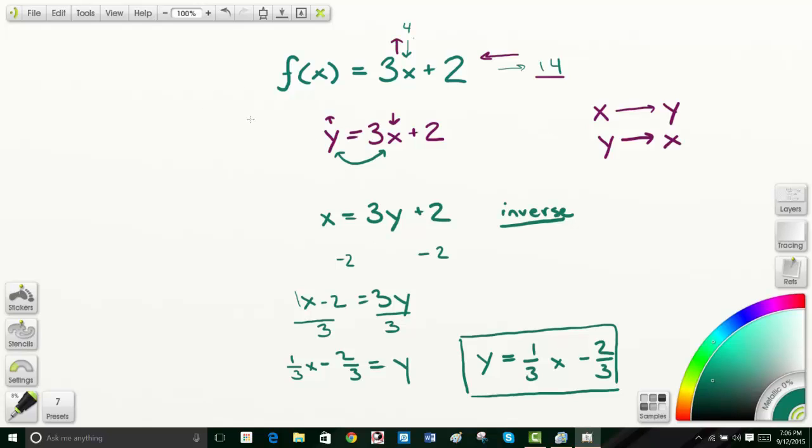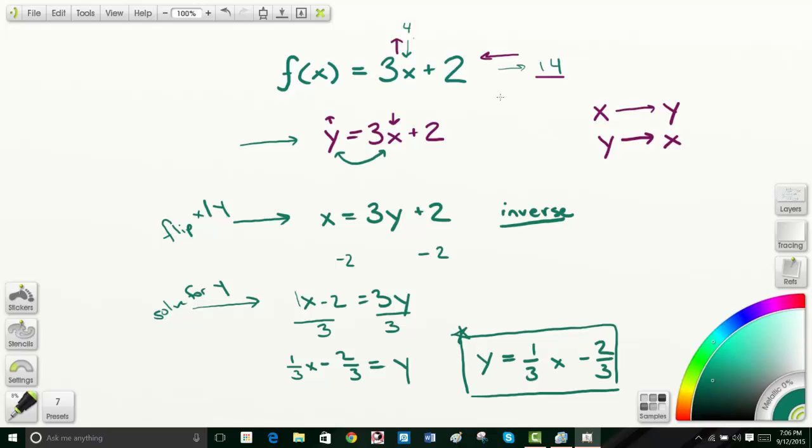How did we do that? Again, we started with a function. We flip-flopped the variables, so flip x and y. And then we just solved for y, just to make it into a nice form. And what we get is over here. This is what we get.